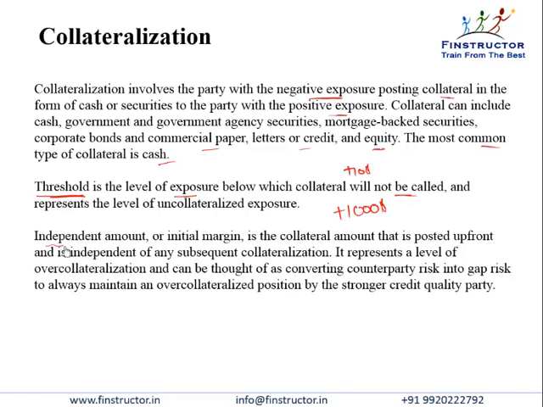Another term called independent amount, also known as initial margin, is the collateral that is posted upfront and is independent of any subsequent collateralization. So this is referred to like the margin money. So regardless of whether you are in a gain or a loss, both counterparties generally put up $10 of margin money or collateral. So this can be thought of as a level of over collateralization, or more the initial margin money, less is the counterparty credit risk, because to some extent there is collateral already been provided, even though you may not have had any gain yet.